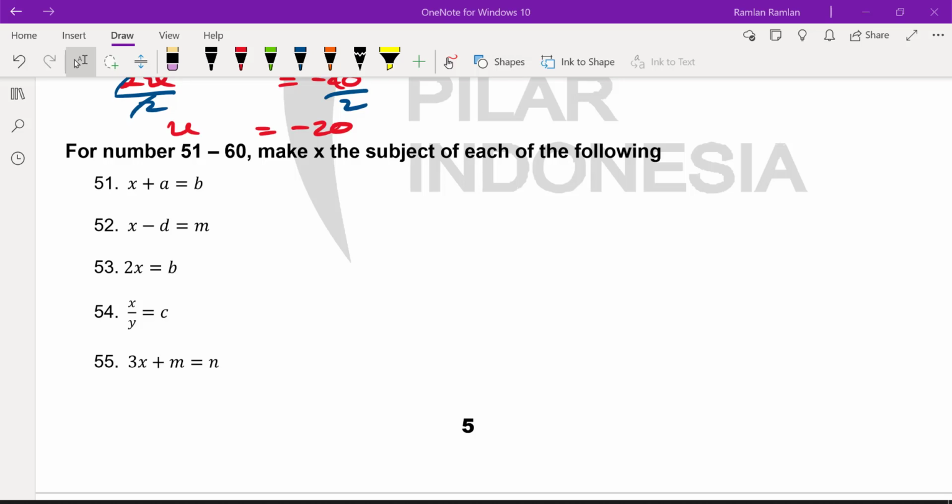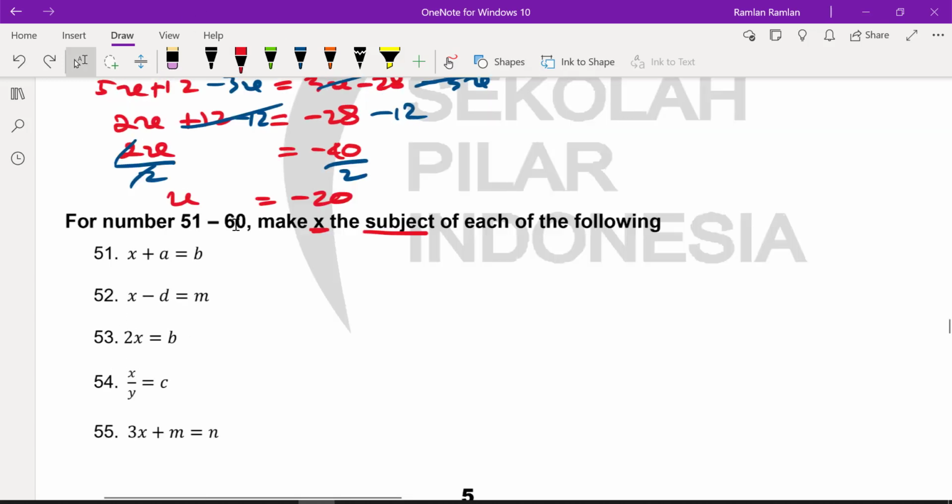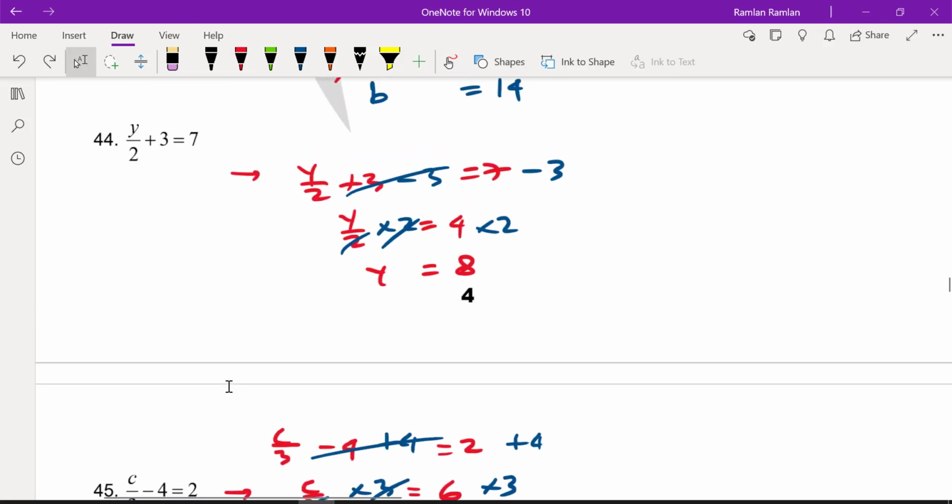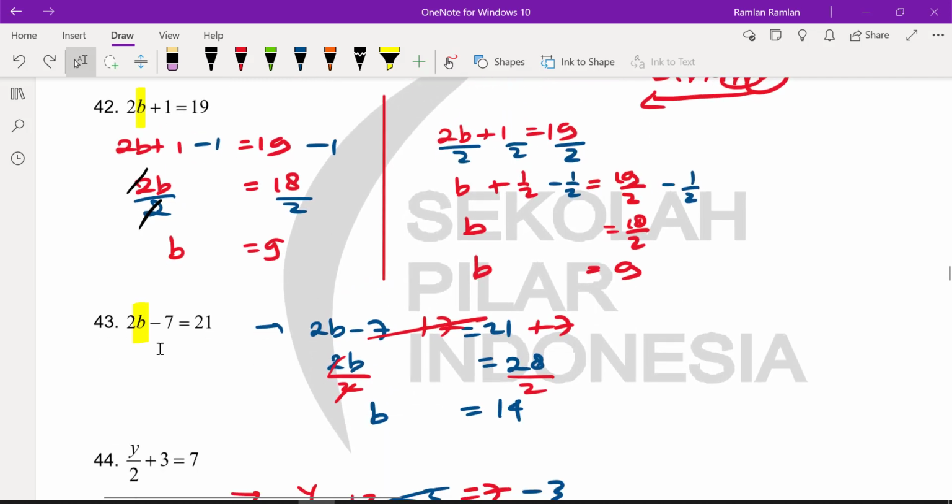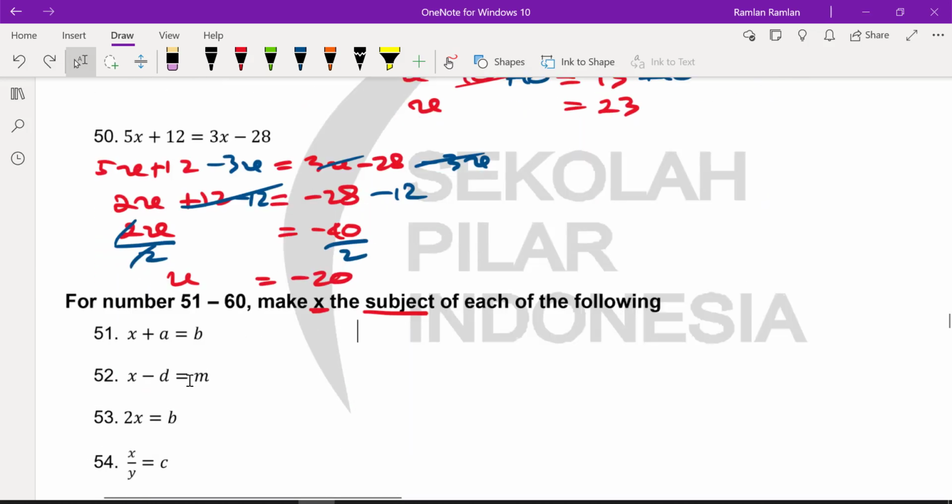Okay, number 51 to 60, make x the subject of each of the following. When it says make x the subject, it means that the x must be alone on one side of the equal sign. The same thing like we just did when we're solving the algebra equation here. The difference is that this is just one variable and the others are just numbers which we can simplify.